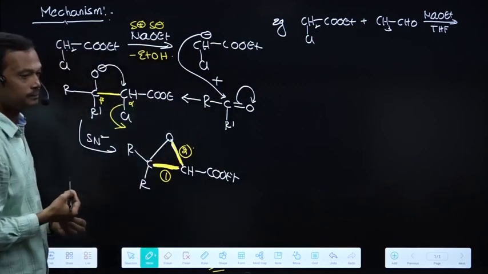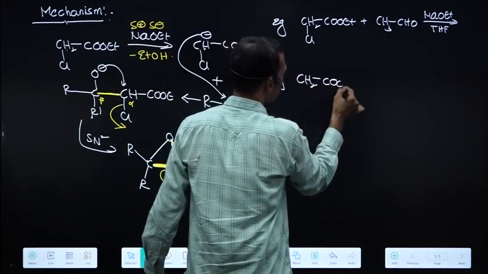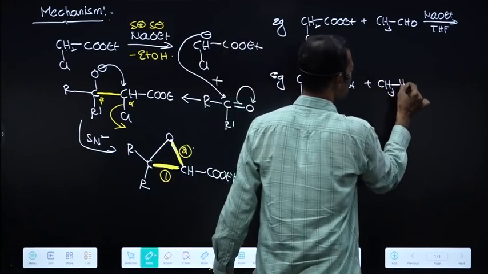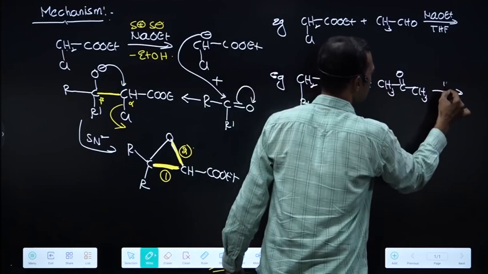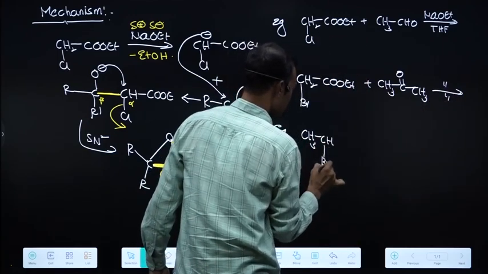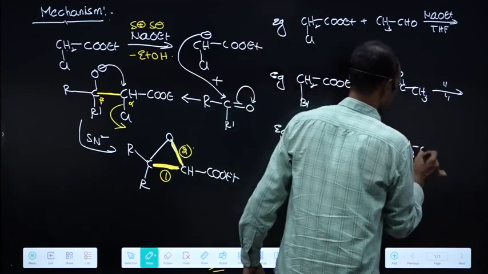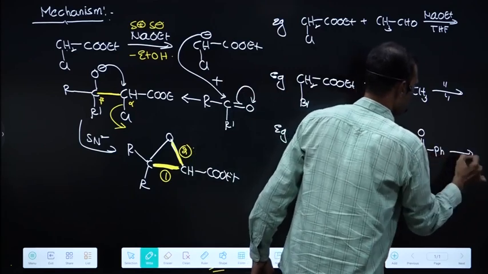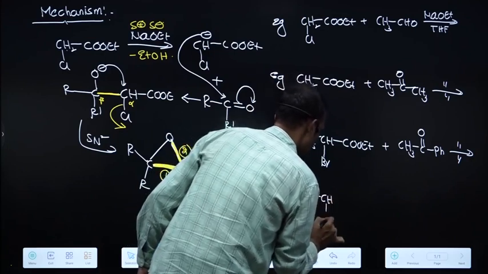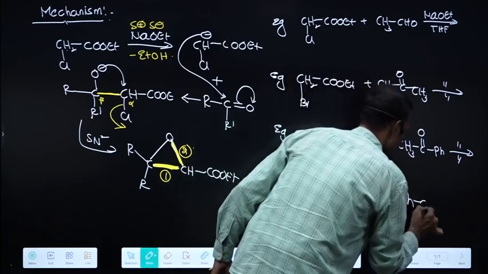Now can you guess? Guess the answer and give the product. This is CH3, next C double bond O, CH3, and this is the base. This is bromo COOEt, benzophenone. Iodine is also possible to use in this reaction, ethyl, and here we can use benzaldehyde.